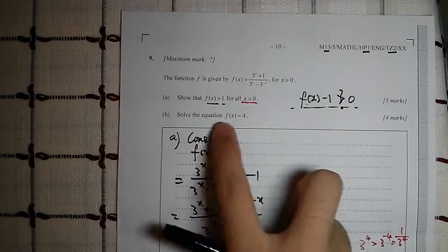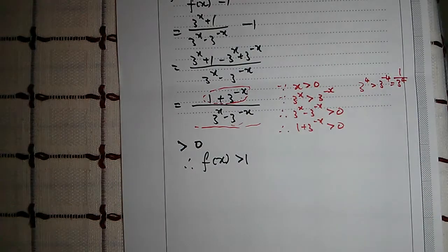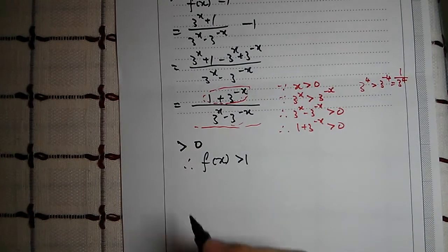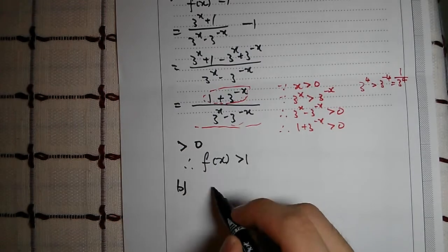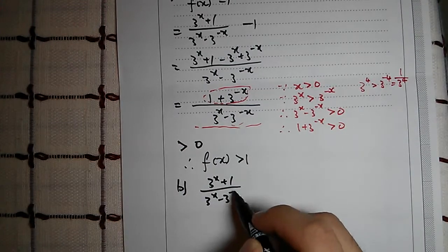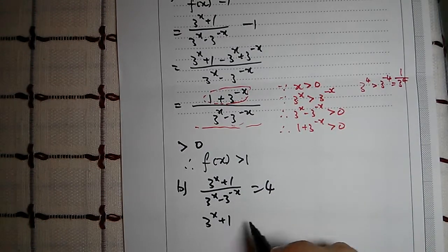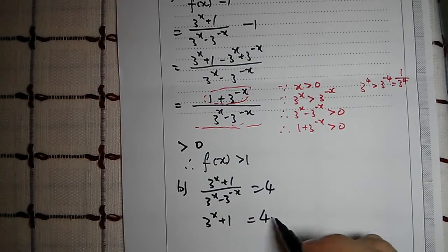So the second part, we want to solve the equation f(x) equal to 4. That's not hard. Just equate it. Okay. So this is f(x) equal to 4. We multiply the bottom to the other side. So 4 times this.